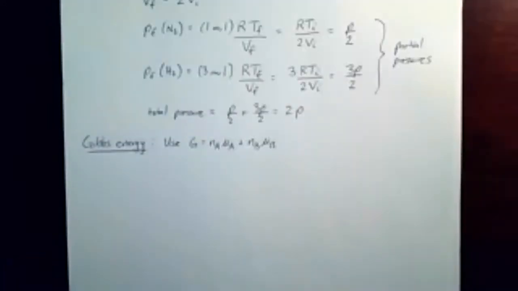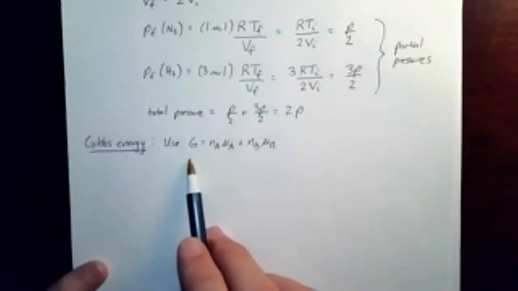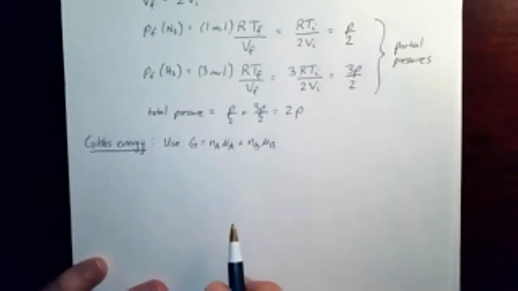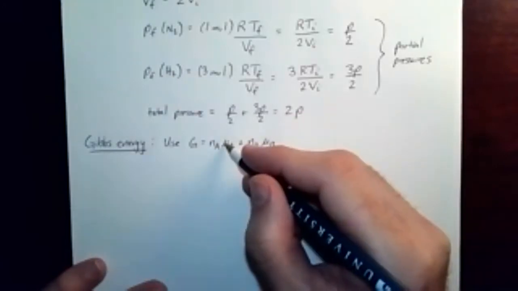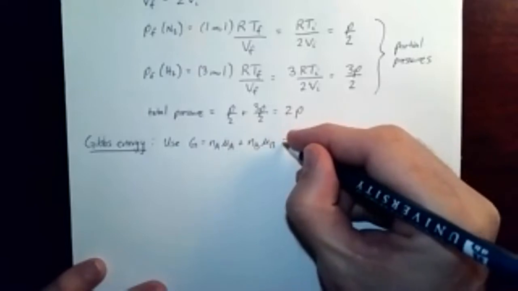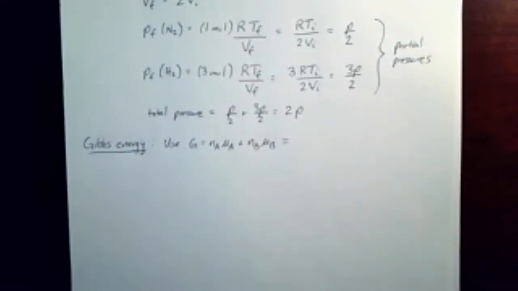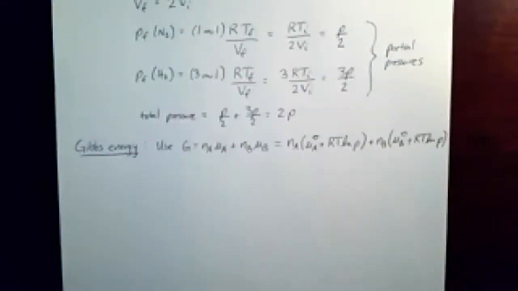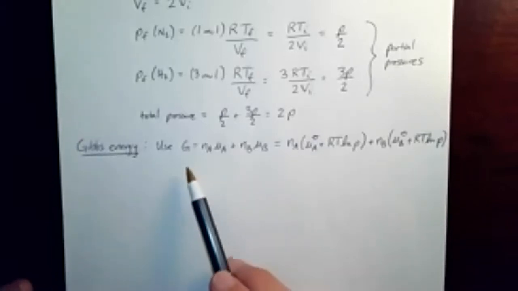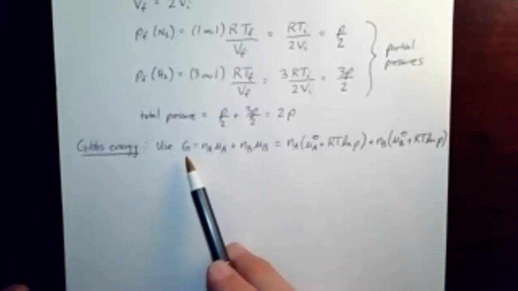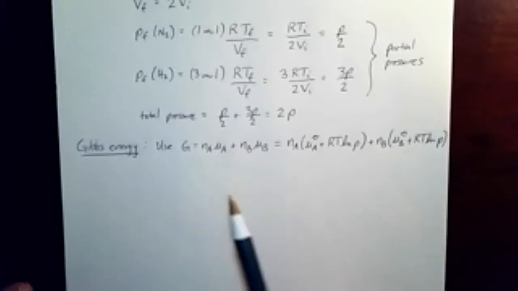Okay, now finally we're ready to calculate the Gibbs energy. So we're going to use this formula. G is nA muA plus nB muB. And we're going to use the formulas for muA and muB that we derived earlier. We're going to use this formula before mixing to find the Gibbs energy before mixing, and then use it again after mixing to find the new Gibbs energy, and then we'll subtract them and we'll have delta G.